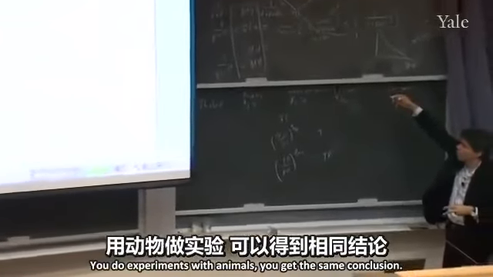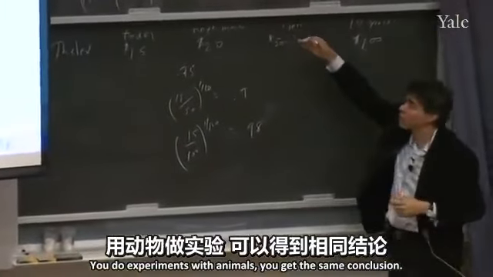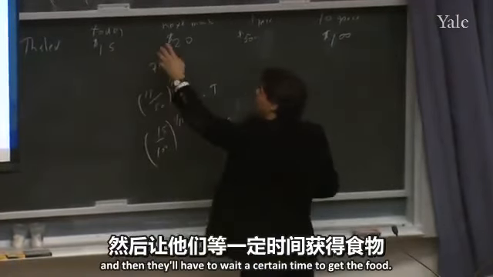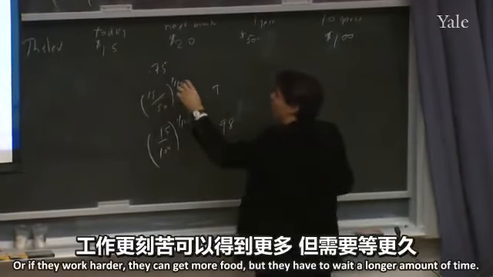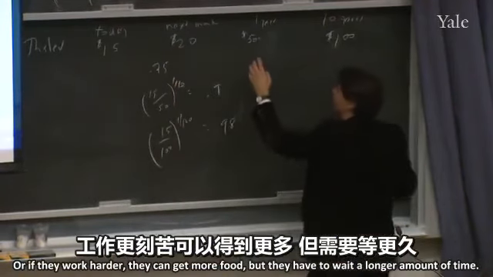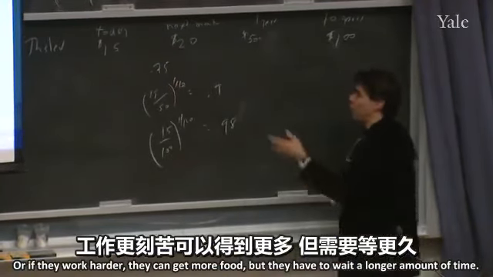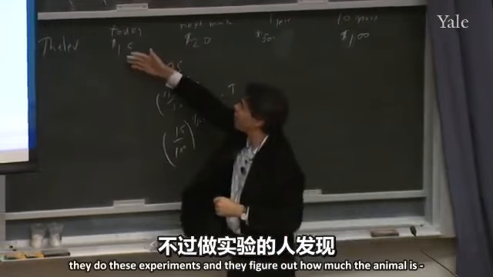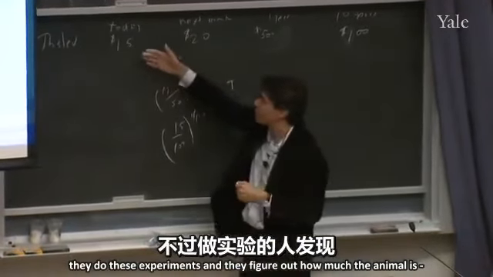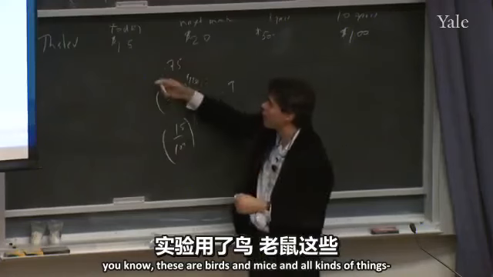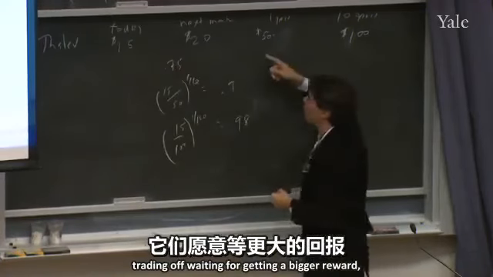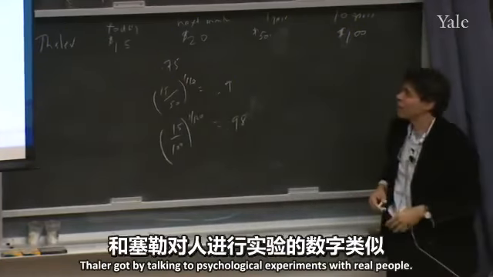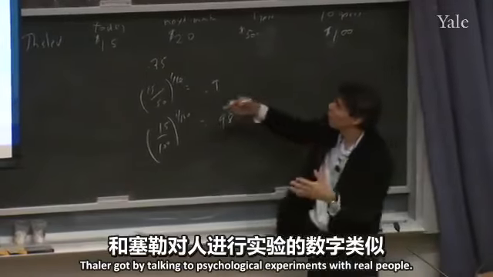You do experiments with animals, you get the same conclusion. You ask the animals how much you can make an animal work, and they'll have to wait a certain time to get the food, or if they work harder, they can get more food, but they have to wait a longer amount of time. I'm not sure these are actually believable. But anyway, they do these experiments, and they figure out how much the animal is trading. These are birds and mice and all kinds of things, trading off waiting for getting a bigger reward. And they get similar kinds of numbers to what Thaler got from psychological experiments with real people.